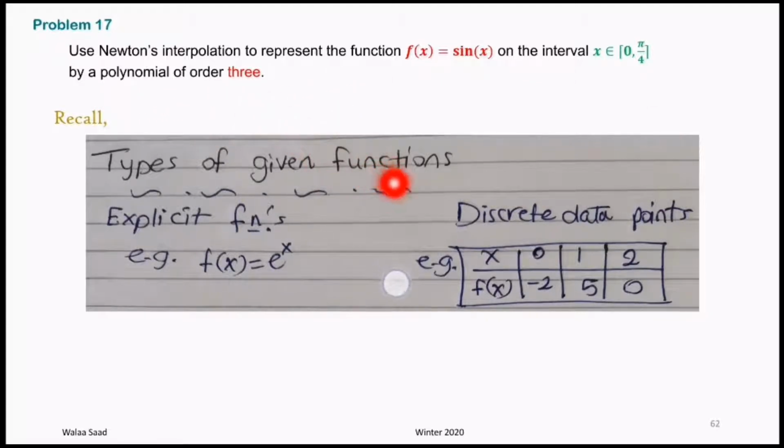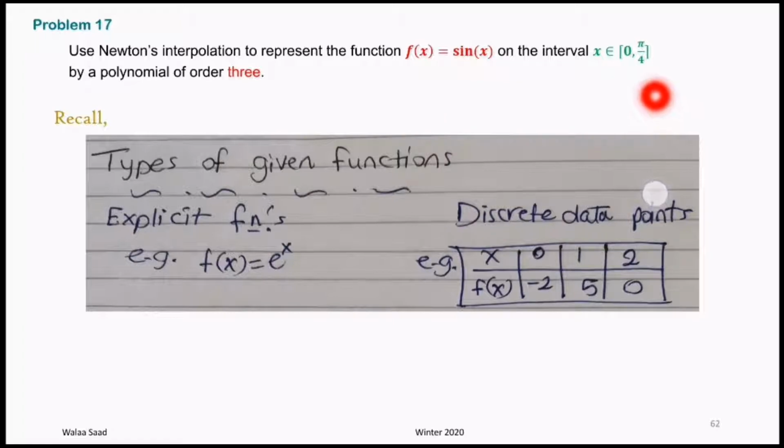Of course, all the methods that we have discussed, the Vandermonde, the Lagrange, and the Newton, use equidistant points, like we have noticed. So in order to deduce how many points we need for a polynomial of order 3, for a polynomial of order n, we need n plus 1 points, so we need 4 points.